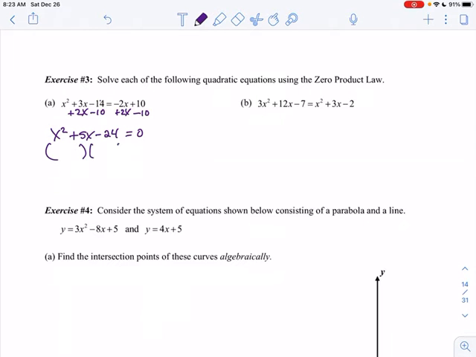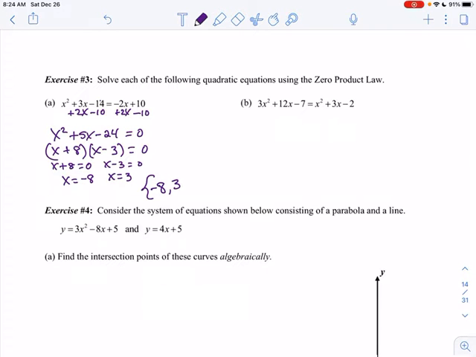Step 2, factor. This is just a trinomial. There's no greatest common factor to pull out. x times x is x squared. I'm looking for numbers that multiply to negative 24 and combine together to give me 5. Well, 8 times 3 is 24, and the only way 8 and 3 are going to give me a positive 5 is if it's a positive 8 and a negative 3. Then all I do is set each of the factors equal to 0 and solve, which means my answers are negative 8 and positive 3.